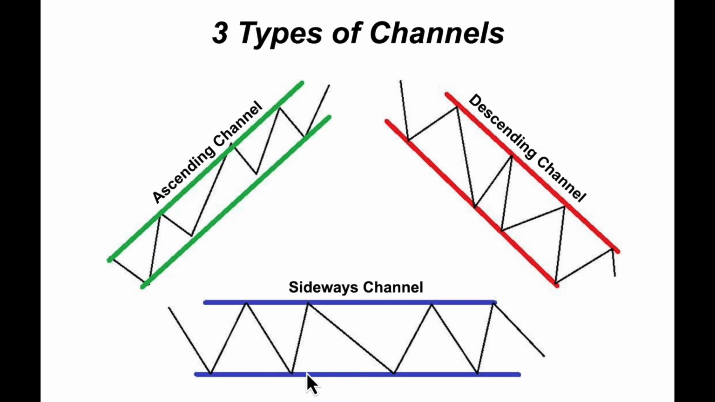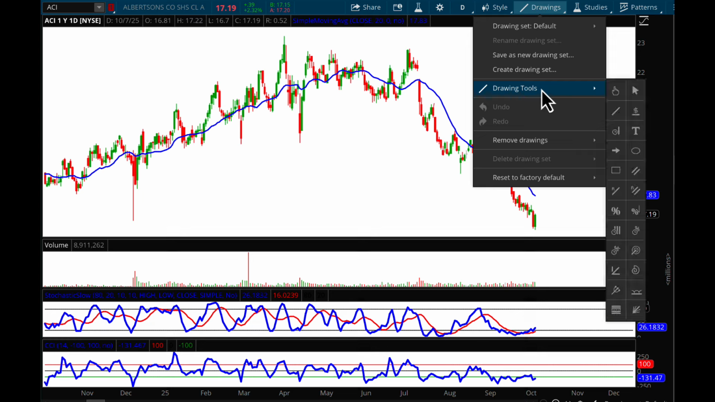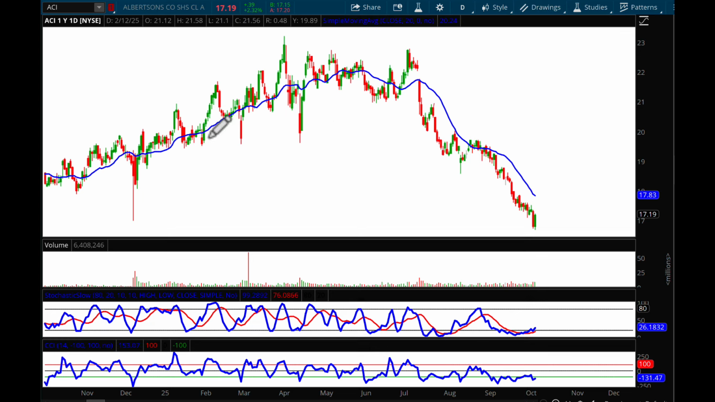Remember, risk management is absolutely critical. Let me show you what that looks like on an actual chart. Let's take a look at ACI. Now, I'm using the Thinkorswim platform, so we have a really nice tool in the tool bag here that's known as the Channel Tool. And I can go back and look at these lows here.